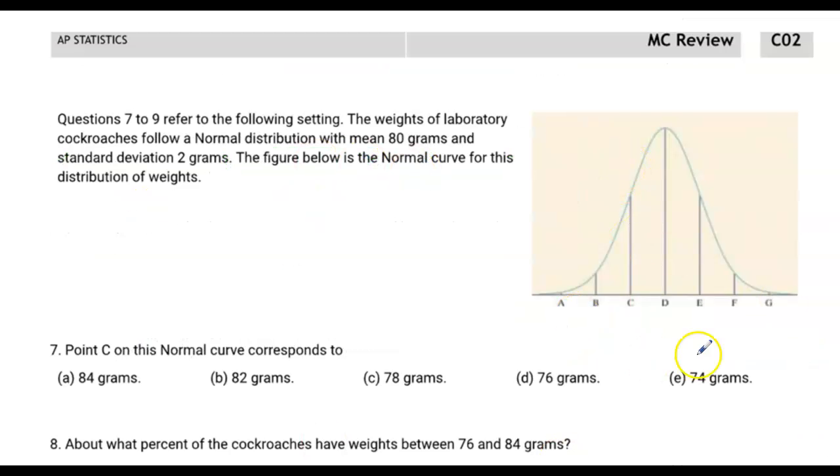For questions 7 through 9, we're taking a look at this setting, and this is the normal curve for the distribution of weights. We're asking what point C on the normal curve is. Point C is down here, and it looks like it is 1 standard deviation below the mean, so we'll label this as mean minus 1 standard deviation. The problem says the mean is 80 grams and the standard deviation is 2 grams. So 1 standard deviation below the mean means 80 minus 2. That should be 78. Fantastic.